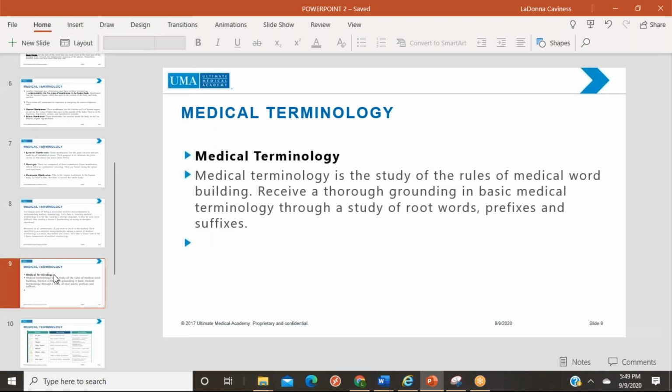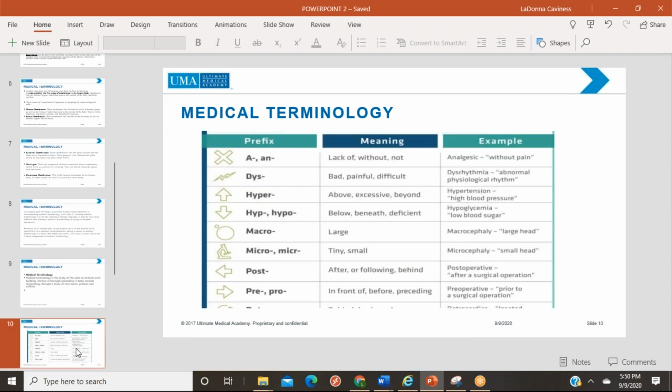All right, so let's break it all down. Medical terminology is essentially the study of the rules of medical word building. That is the basis for creating medical terms. And the basic groundwork for building those terms, again, is by pulling those word roots, prefixes, and suffixes together to create those medical terms.